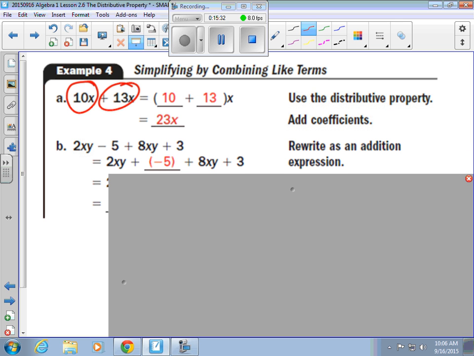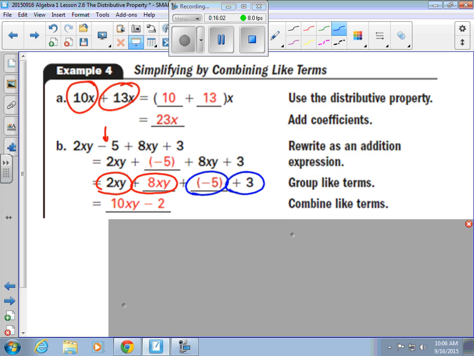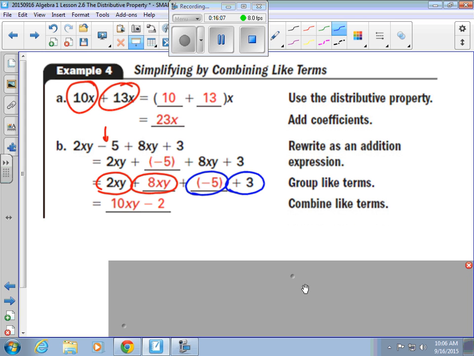This one says 2xy minus 5 plus 8xy plus 3. Rewrite it as an addition expression. Since it says minus 5, this one's just saying plus a negative 5. Then group your like terms. Remember, the commutative property says you can put them in whatever order you want. 2xy plus 8xy and negative 5 plus 3 are like terms because they are constant terms. 2xy plus 8xy is 10xy. Negative 5 plus 3 is negative 2. And we will finish the rest of this tomorrow.